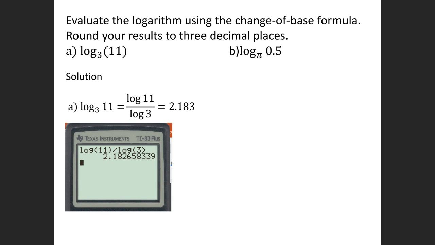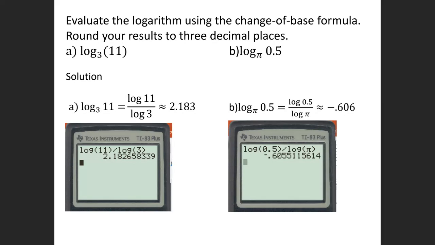Okay, so how about this one? B, log base pi of 0.5. Well, we know pi is a symbol that represents an irrational number. It's 3.14 and so on, it keeps going forever. But we can also use our calculator to solve this. We can use our change of base formula: the log base 10 of the input 0.5 divided by the log base 10 of pi will give us a value. This answer is negative 0.606. Again, on this one I also rounded to 3 decimal places.